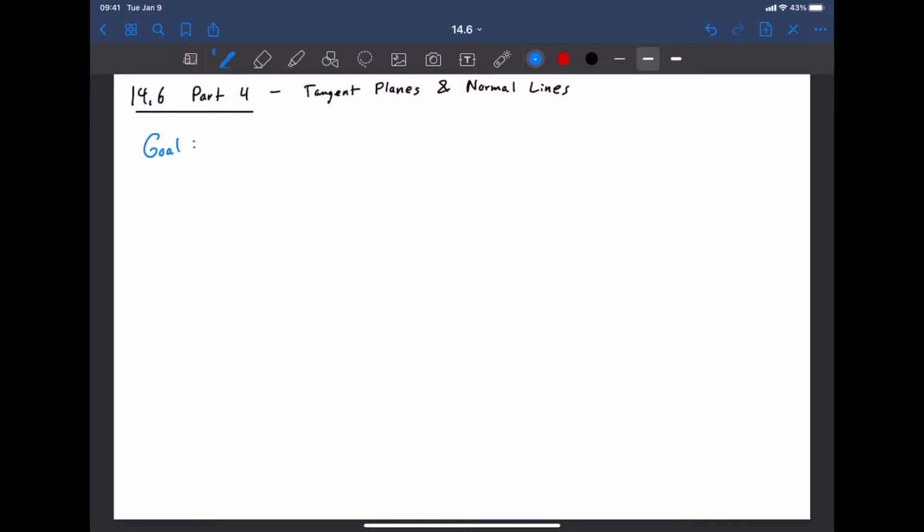is to find the equation of a tangent plane to a surface at a point.